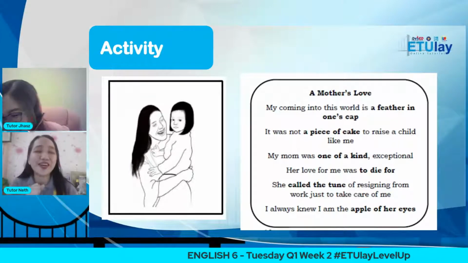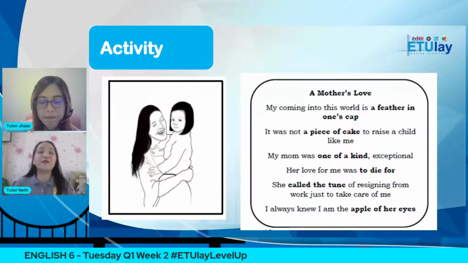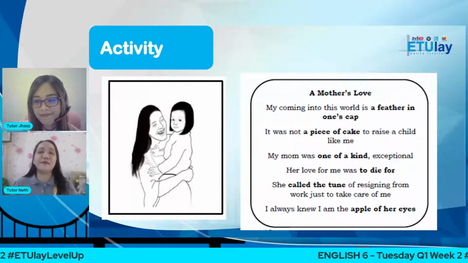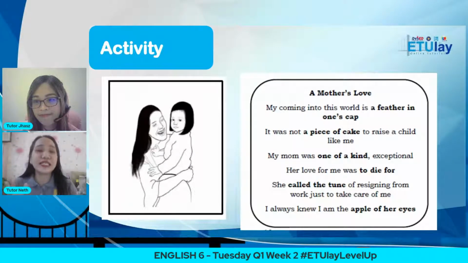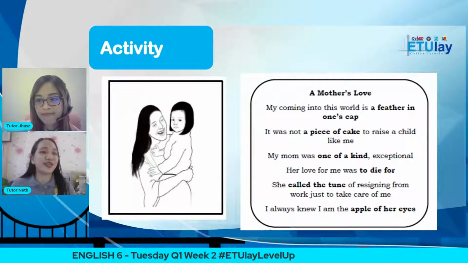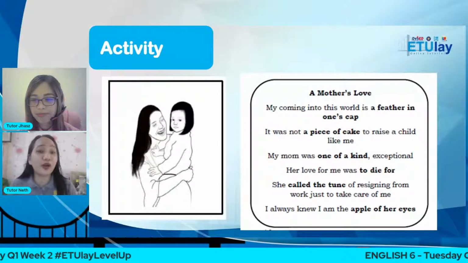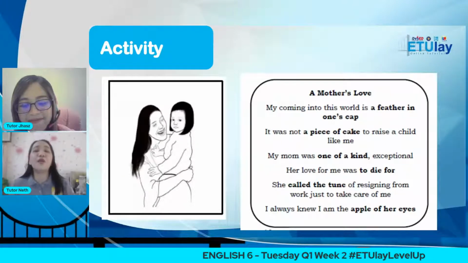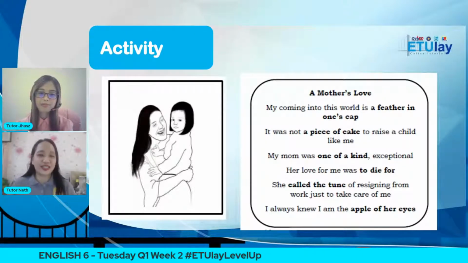Tama. Okay, so this poem talks about the unconditional love of a mother to her children. It is exceptional, sabi dun sa ating poem, no? So, it is the same as how your mother loves you. Sabi nga doon, no? Resigning from work just to take care of me. So, that is how our mother can love us very unconditionally.